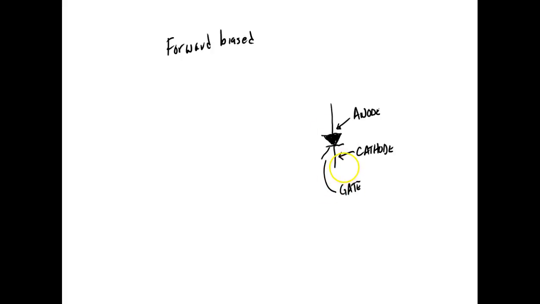So if we made this, I'm not going to put negative, this is in respect to, everybody understand that. And this would be positive. But what we have to do is we have to forward bias the gate to cathode. So that means I would put a positive pulse here and then this guy turns on. So that's why it's called a silicon control rectifier. So we control when it turns on.